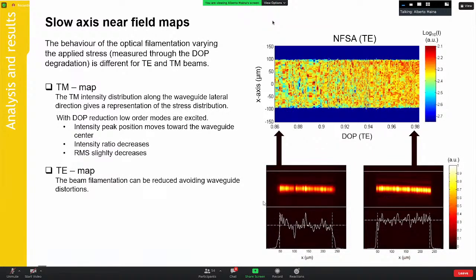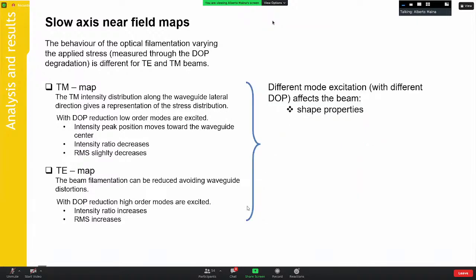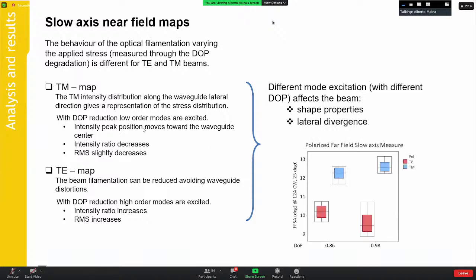On the contrary, considering TE maps, when the DOP is very high, the near field profile is quite regular, ideally very similar to a top-hat profile. On reducing the DOP and increasing the applied stress, the filamentation becomes more irregular. This is because with the DOP reduction, higher order modes are more involved. In fact, the intensity ratio and the variability of the beam increase. So different mode excitation affects the beam near field shape properties, and consequently also the lateral divergence.